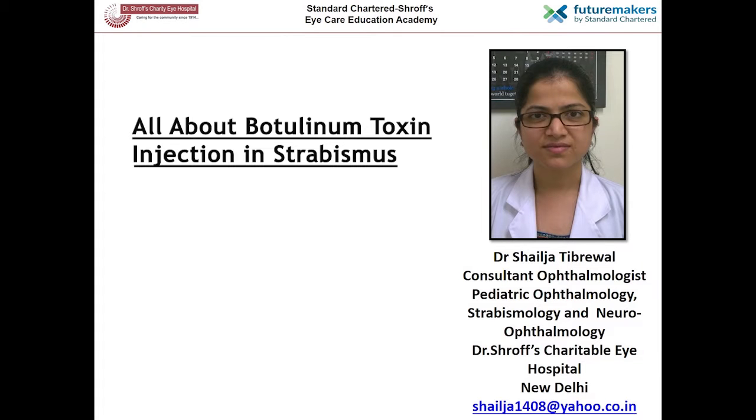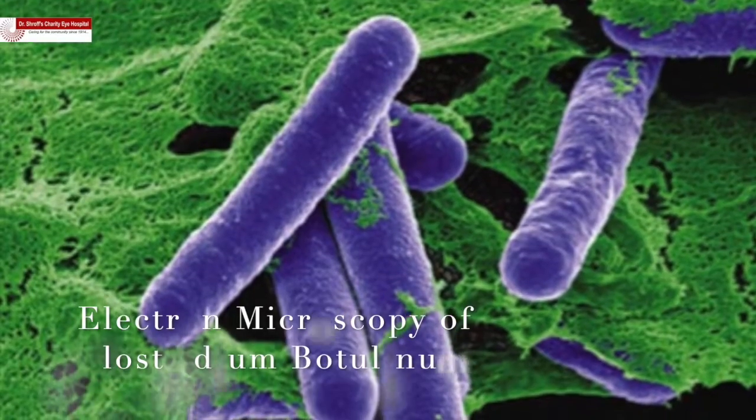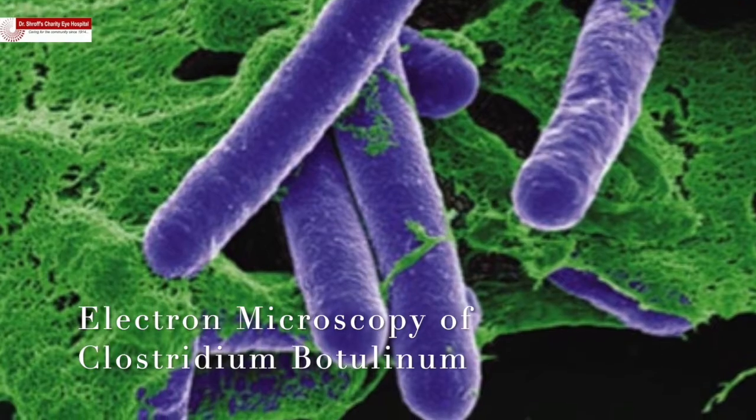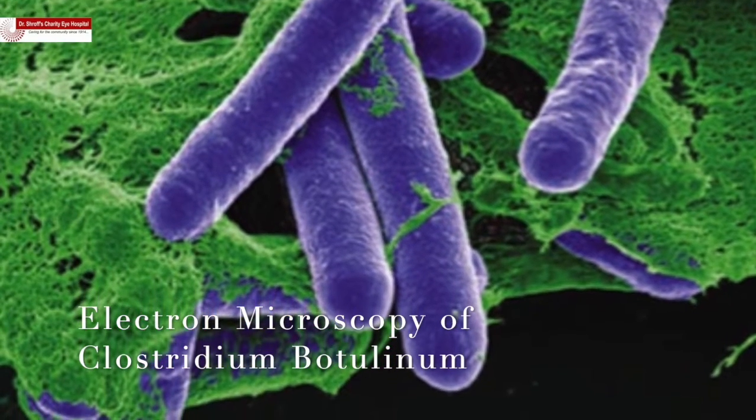All about Botox injection in strabismus. The use of botulinum toxin as an investigative and treatment modality for strabismus is well reported in the medical literature since its discovery in 1971. Out of 7 serotypes, botulinum toxin type A is the only one used in clinical practice.